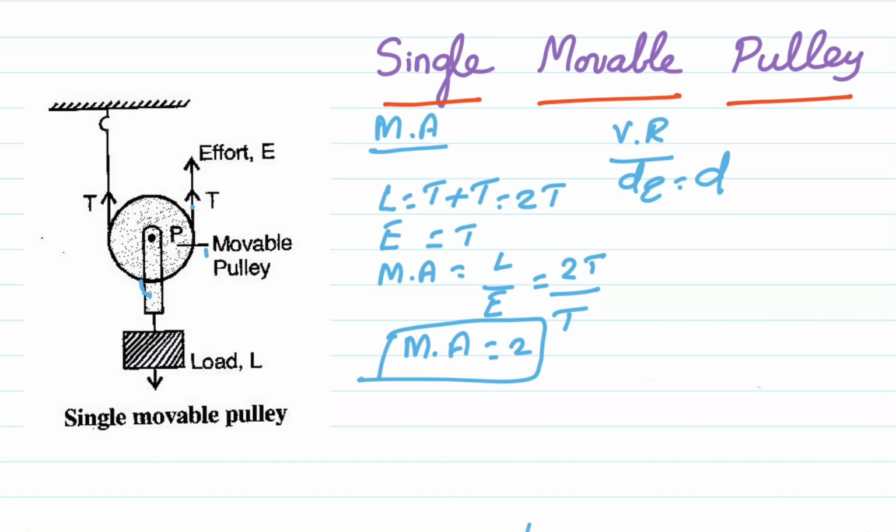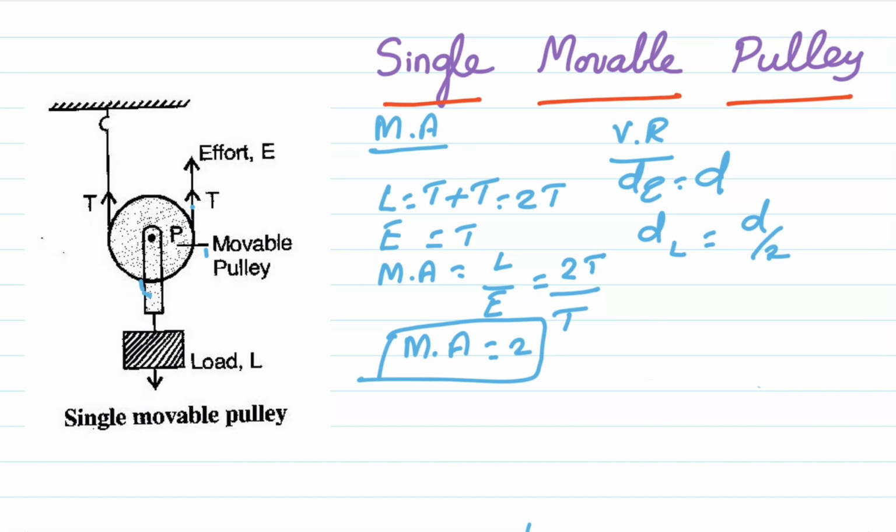Then the segment of the string on each side of the pulley moves up by a distance. This distance is shared by the two segments of the string. So each side of the pulley moves up by a distance D by 2. So the load is raised by the distance, that is the displacement of the load is equal to D by 2, because both the segments of the string are sharing this displacement. So the load is displaced by the distance D by 2.